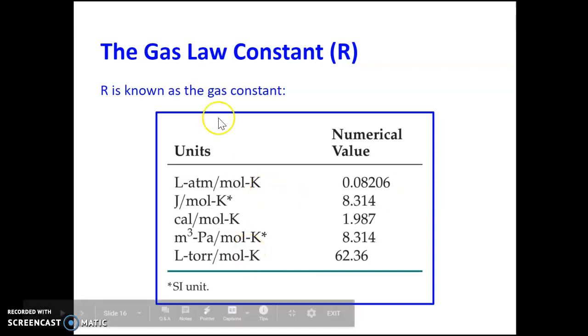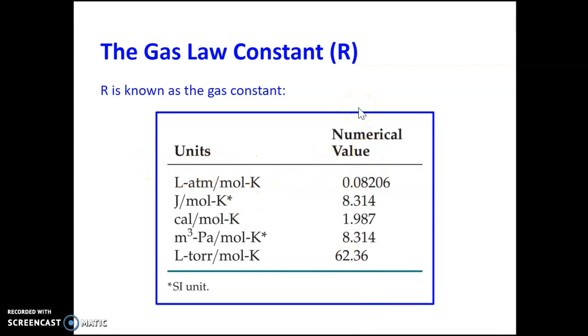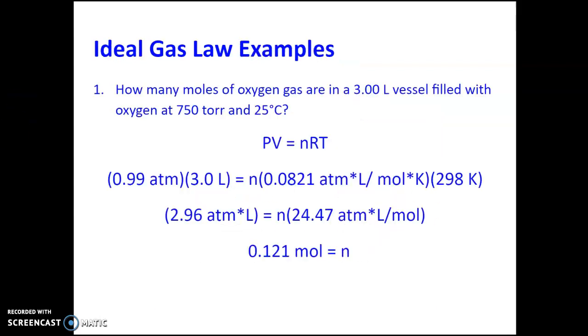But there's a lot of different units you can use. The other one you'll possibly see in this class is liter torr per mole Kelvin, which is 62.36. But I really try to focus on this top one, because that's the one I have memorized through years of use. And we don't use torr that commonly anymore, so the top one's a little more practical.